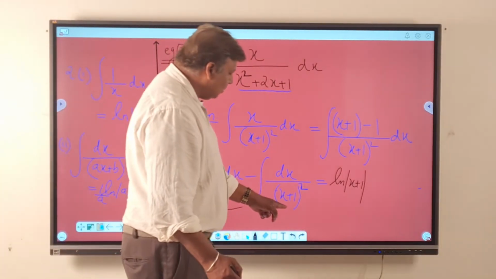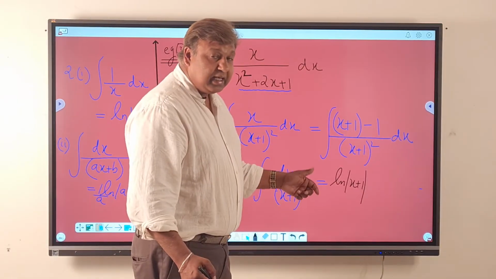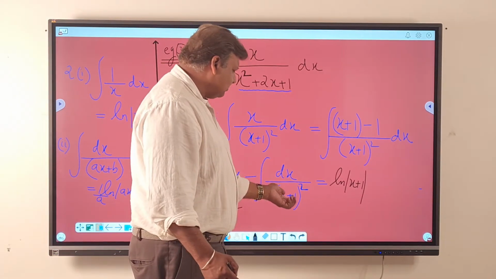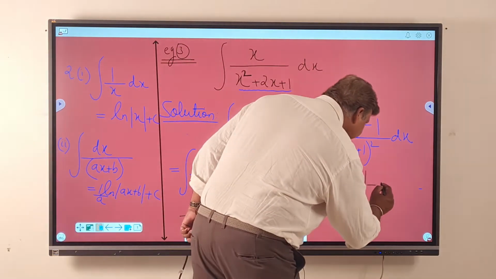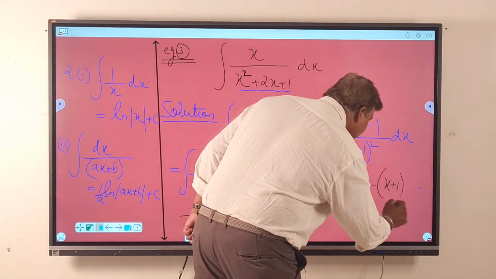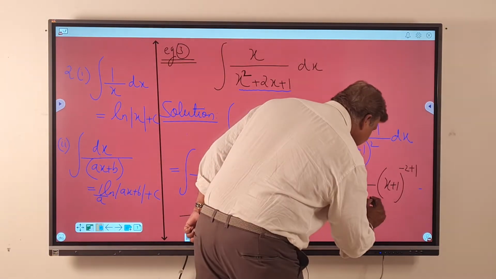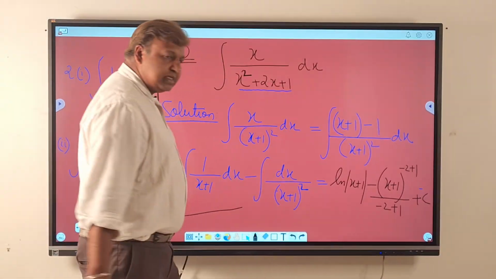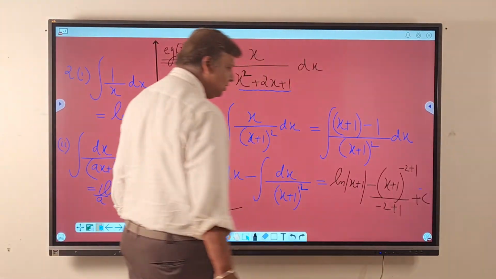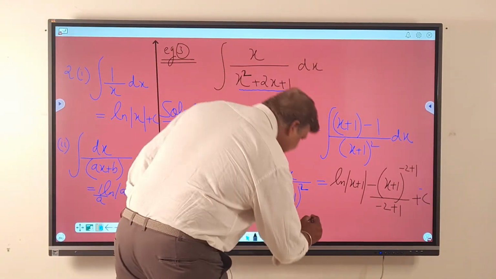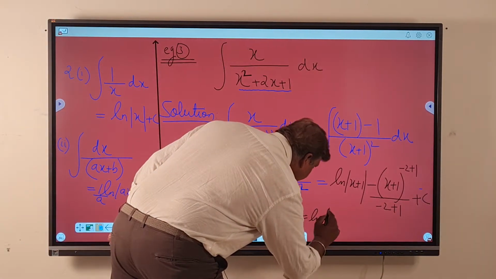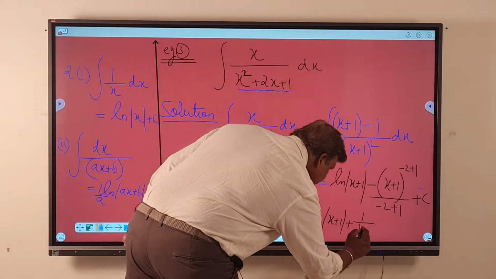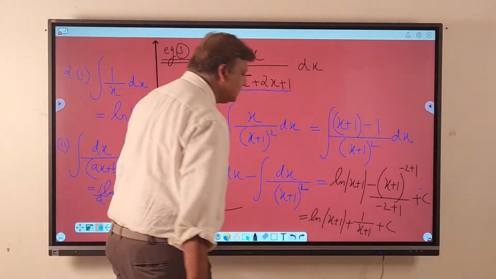And integration of this fellow, 1 upon x square. It can be written as, x square means linear in x, so 1 upon (x plus 1) whole square means the same thing: x plus 1 raised to power minus 2. Its integration would be x plus 1 raised to power minus 2 plus 1, the same formula which we did in the previous class. I hope you understand. So this minus and this minus would cancel. You get a plus. So final answer being ln of (x plus 1) plus 1 upon x plus 1. That would be your final answer.